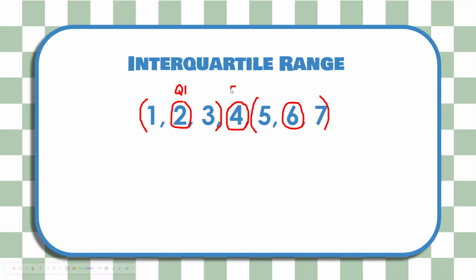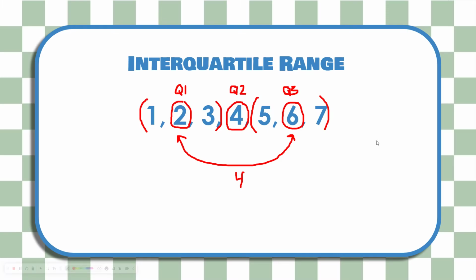The 4 would be called Q2. That's the median of the entire data set. And the 6 would be called Q3. That's the median of the upper half. So in order to find the interquartile range, that's just the difference between Q3 and Q1. So that would be 6 minus 2, which equals 4. And you can call it the IQR. You could say the IQR is 4.